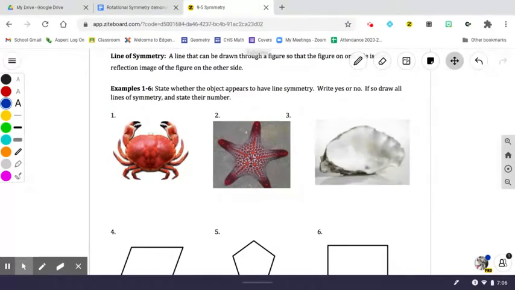So for example, this crab. When they show you things in nature, you're kind of assuming that it's the same on both sides. Obviously in nature a crab won't be exactly the same, but that's okay. So this crab, we would say down the middle, that would be one line of symmetry.